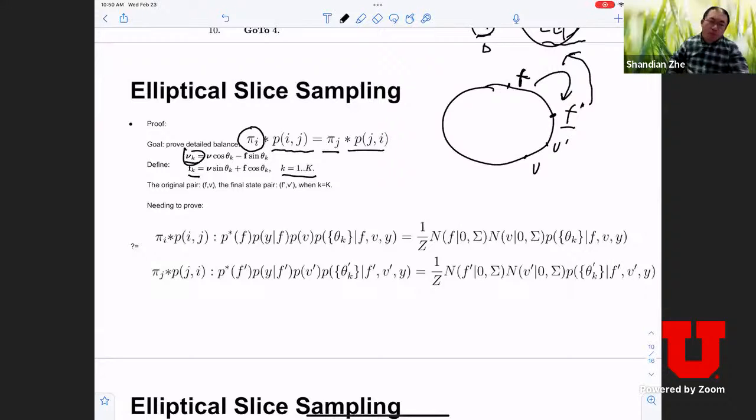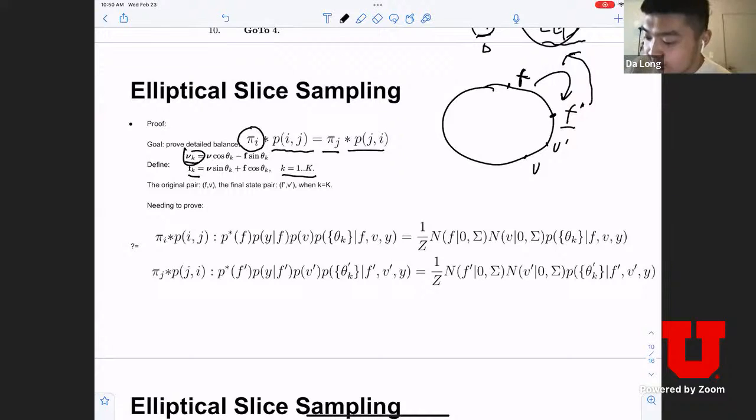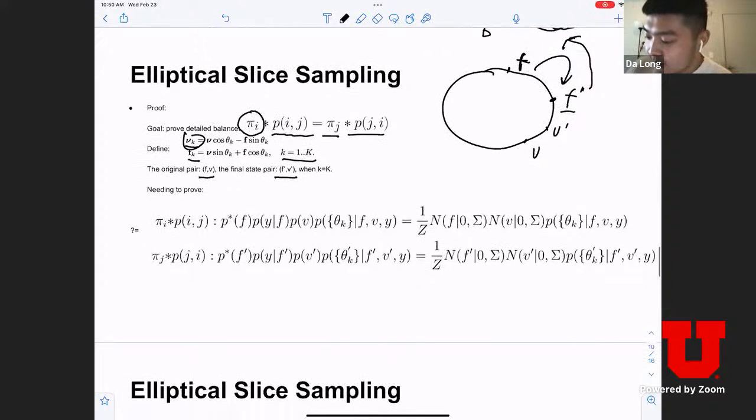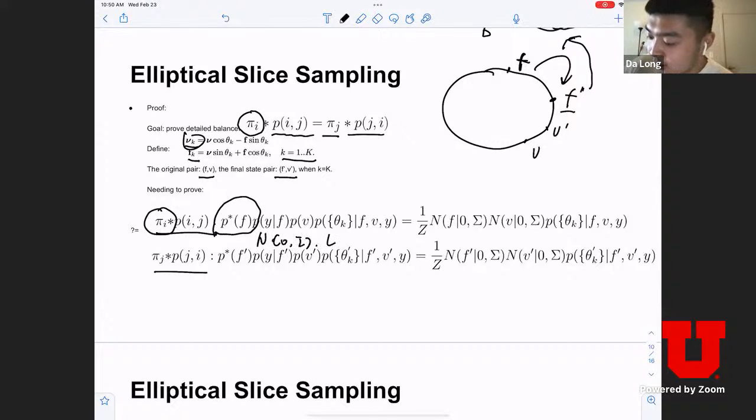We define the current sample as f and v, and the final choice that we made as f prime and v prime, and you need to prove that they are equal. The probability for the current sample is this one. This is actually a prior times the likelihood, and there is a constant here.